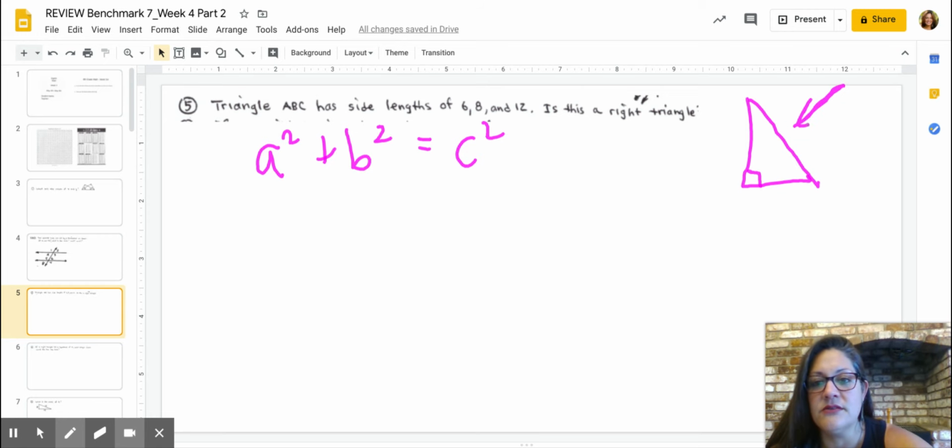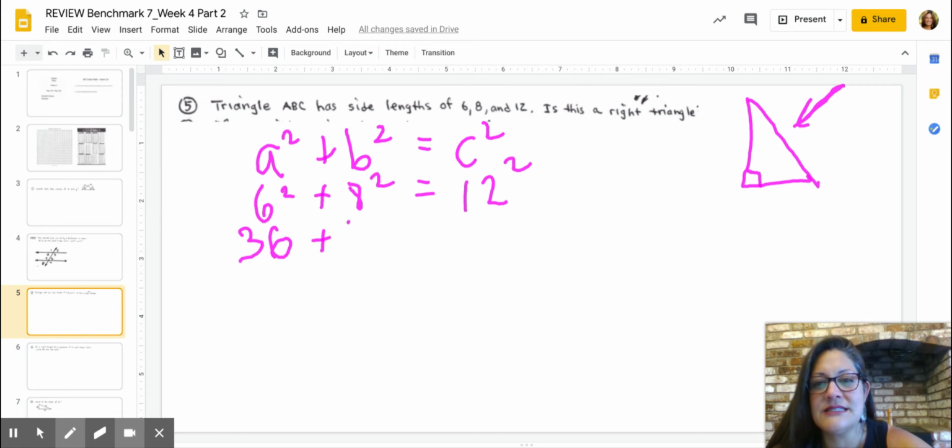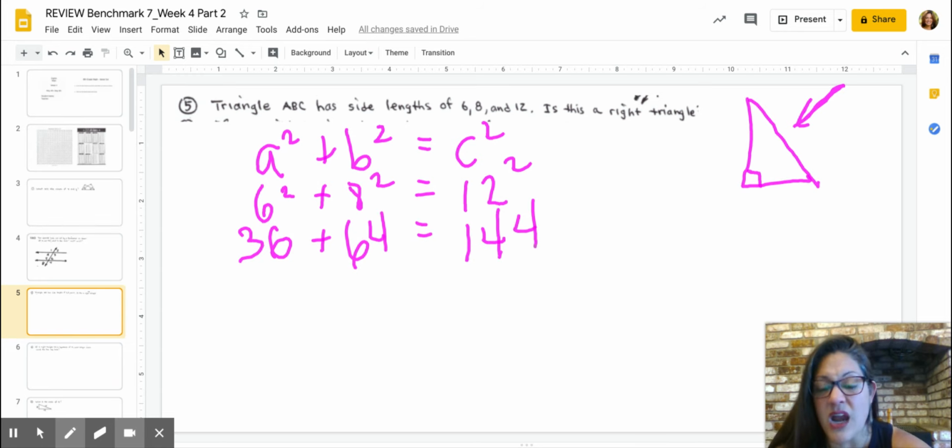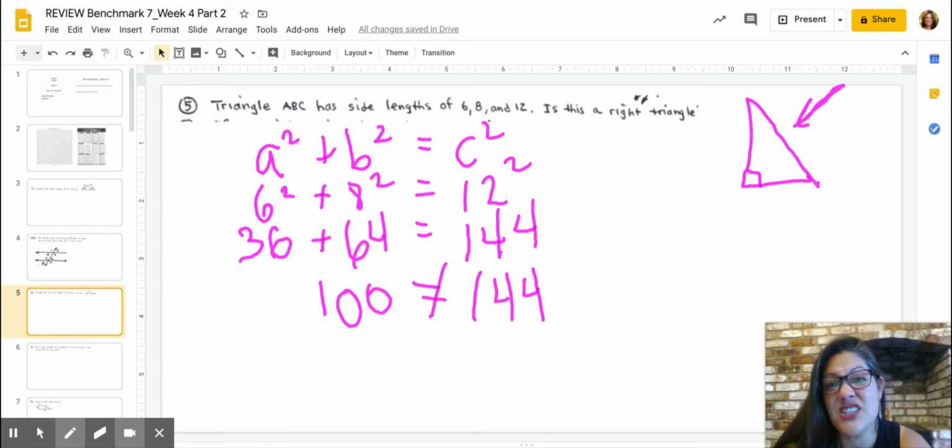Okay, so let's plug in our values. 6 squared plus 8 squared equals 12 squared. 6 times 6 is 36 plus 64. Does that equal 144? And I can look at 36 plus 64. 6 plus 4 is 10. Carry your 1, that gives you 100. Does not equal 144. So it's just a regular triangle. It is not a right triangle. So it says, is this a right triangle? And the answer is no.